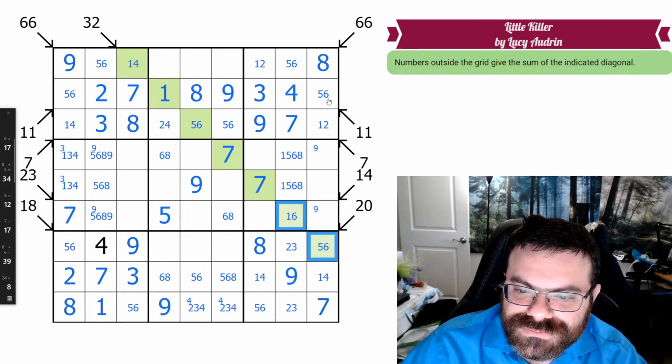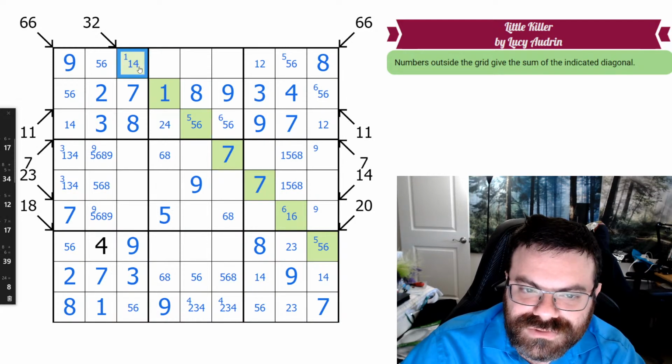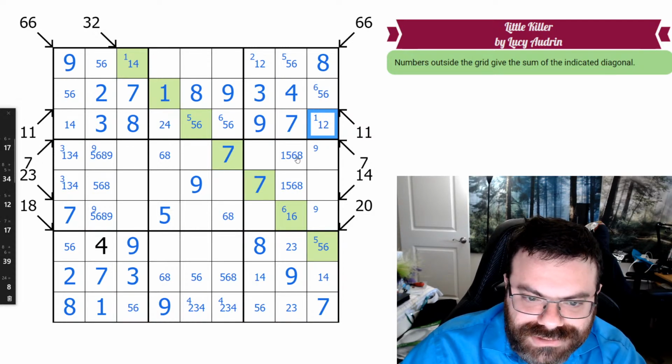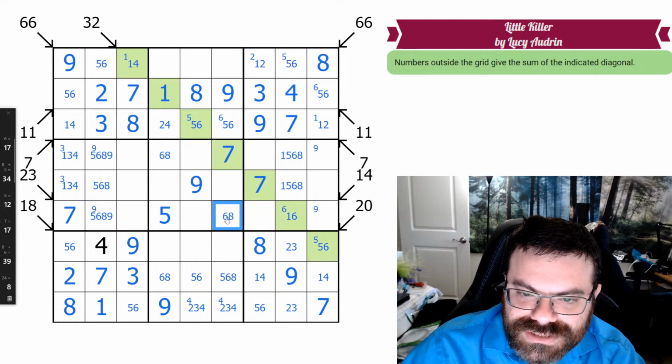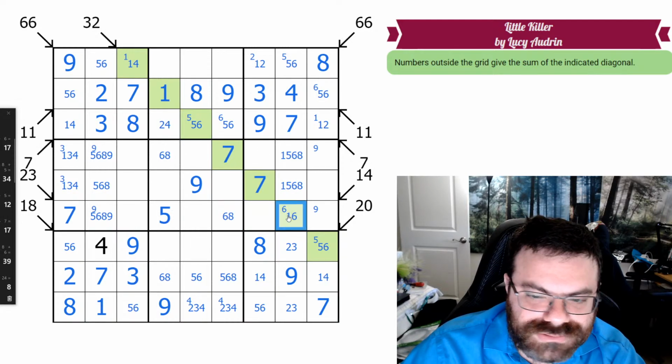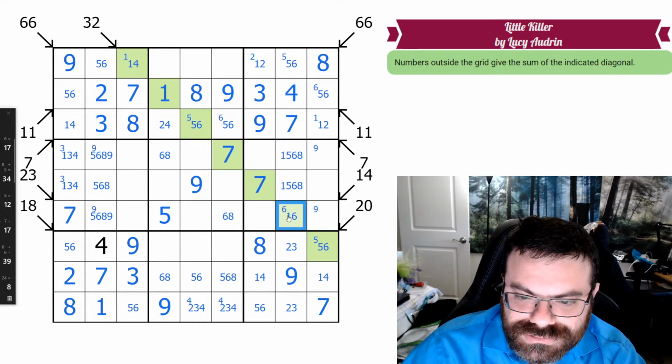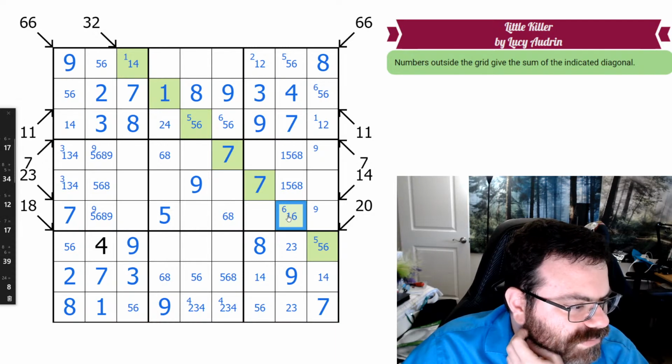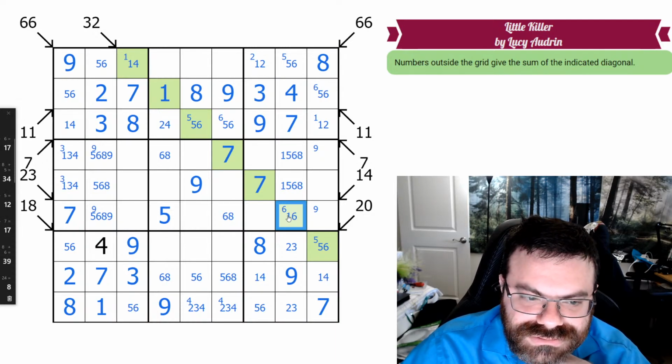Wait, did I do that wrong? I must have done that wrong. This is 6, this is 5, this is 6, and this is 5. This would be 5, this would be 6. This would be 1. This would be 2 and 1. I don't know how I did that wrong last time. I'm very special. This would make this an 8. Breaks the 11? Where's the 11?